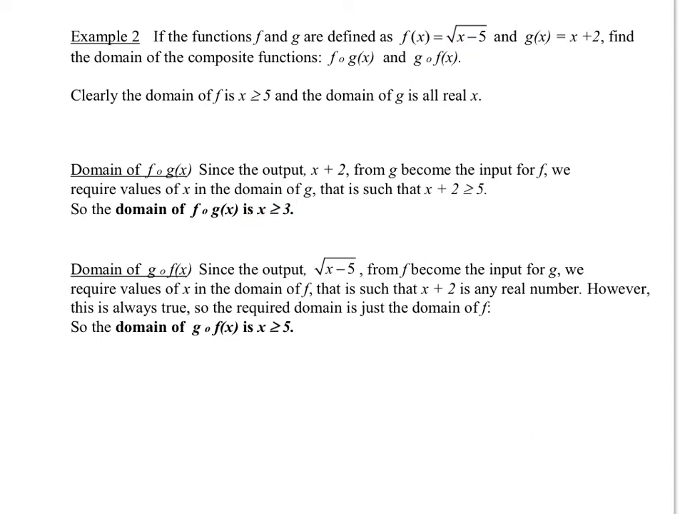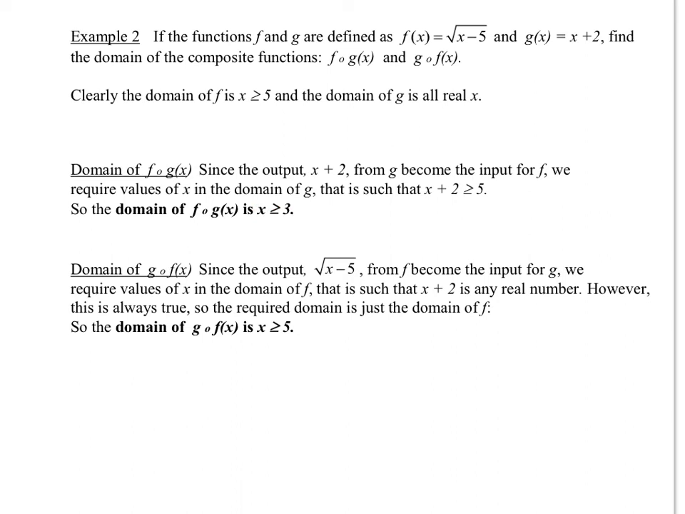However, if you try a value of x that's less than 3, so for example, if you try x equals 2, put x equals 2 in here, we'll have 2 plus 2, that's 4. You take the 4, you put it in here, 4 minus 5, it gives you minus 1. Can you take the square root of negative 1? No. So that just illustrates that the domain of f of g of x is x bigger than or equal to 3.